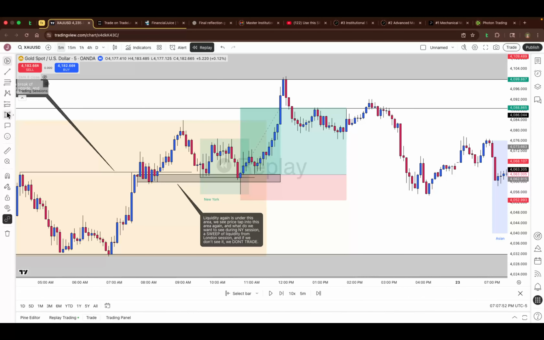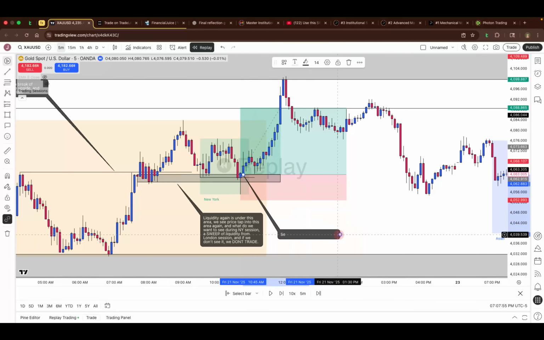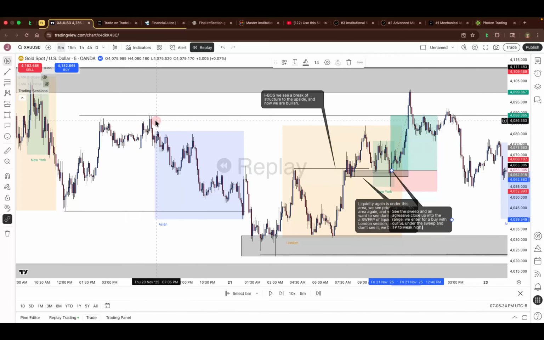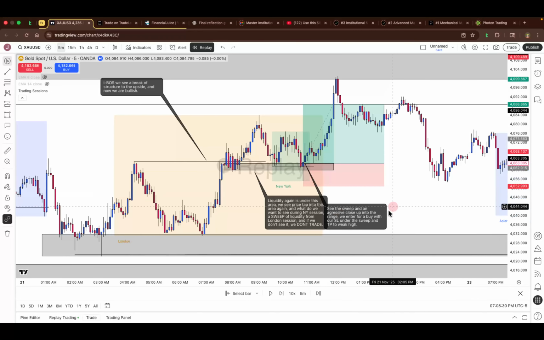We see it here. See the sweep and an aggressive close up into the range. We enter a buy with our stop loss under the sweep. Why do I have my TP here? Up here was our week high, so that's where I have my TP at.